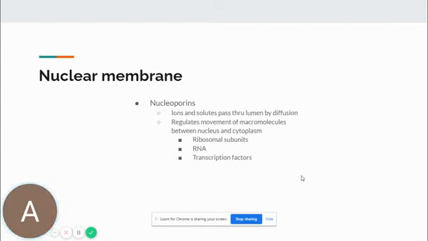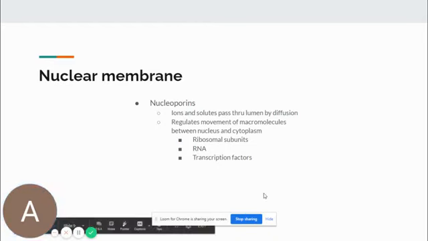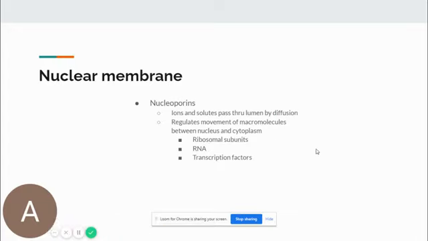Nucleoporins. Like we discussed earlier, ions and solutes pass through the lumen by diffusion, and at the same time, these nucleoporins regulate the movement of macromolecules between the nucleus and the cytoplasm. Okay, so parang gate na may guard. So if ions and solutes, parang ID nila yon, they can pass freely by diffusion, depends on the concentration.